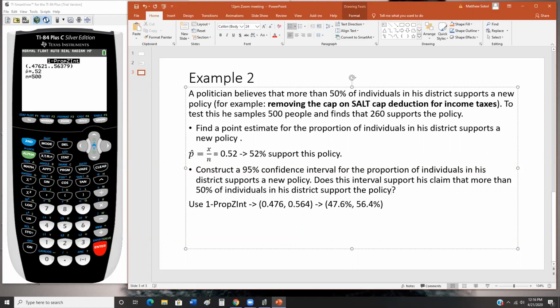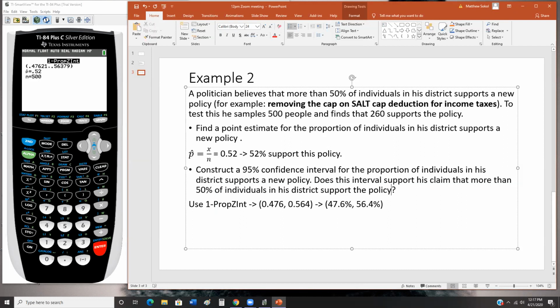Well, let me ask you this. Could the real value based on my confidence interval be less than 50%? Yeah, it sure could. It could be as low as 47.6%. So even though he believes that more than 50% of individuals support his policy, the confidence interval goes below 50%. So it could be that it's not.